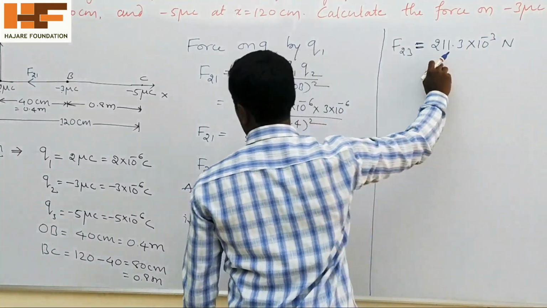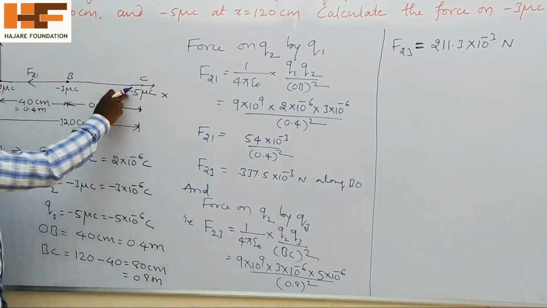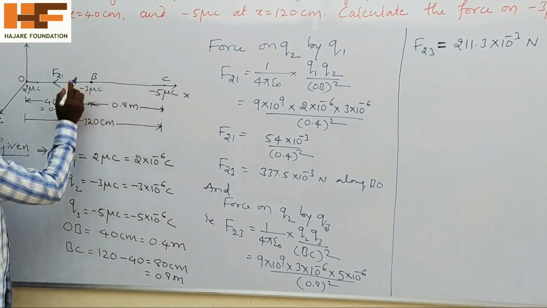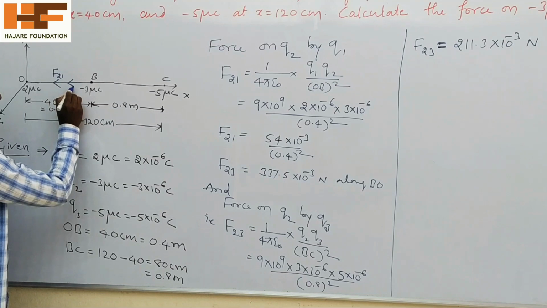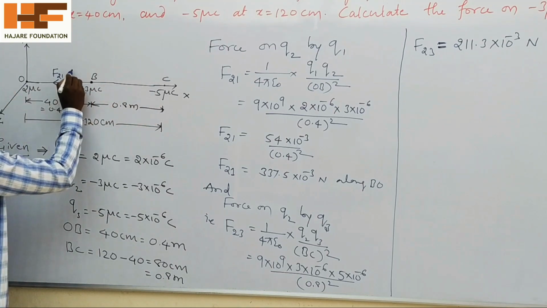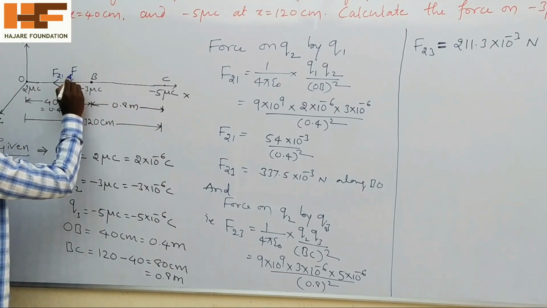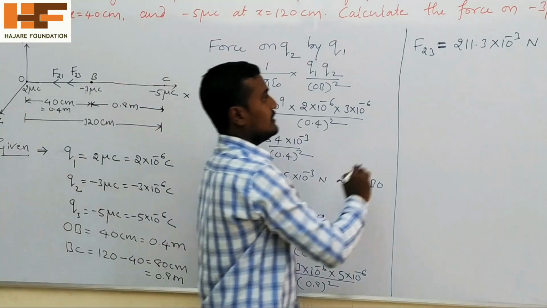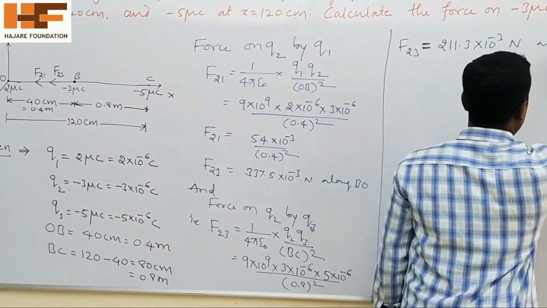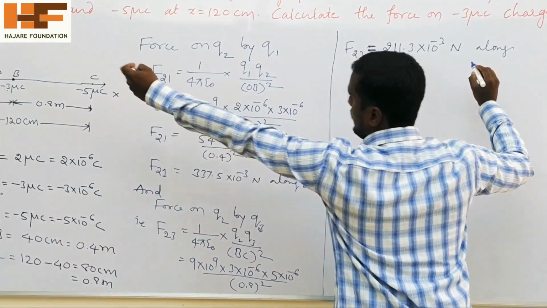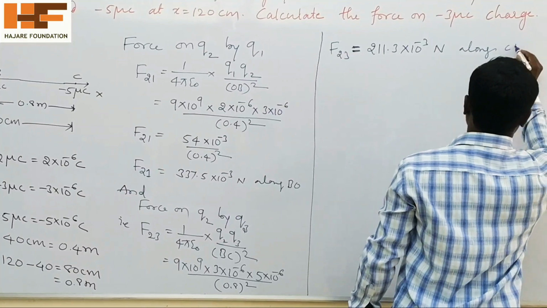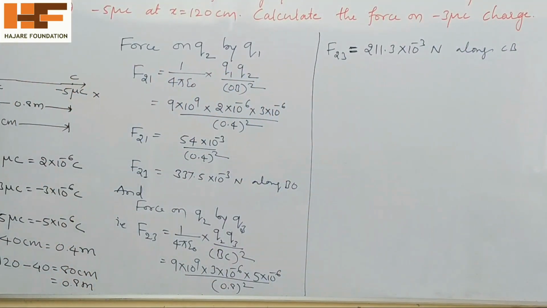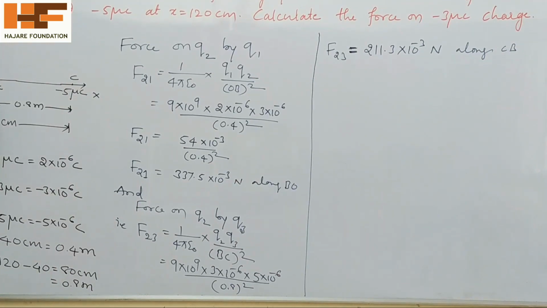The direction is, now see here, it is also minus, this also minus, which means there is a repulsion. Repulsion means it is along CB or BO. The direction of F23 is along CB, or you can write BO along CB. Now this is the second force acting on the charge minus 3 microcoulomb.